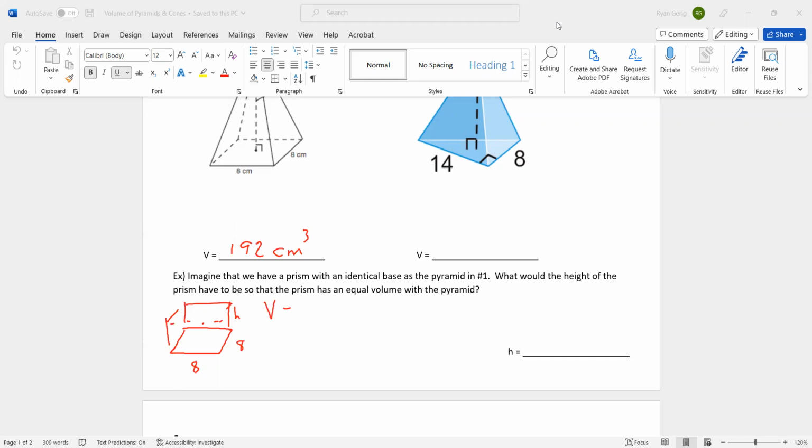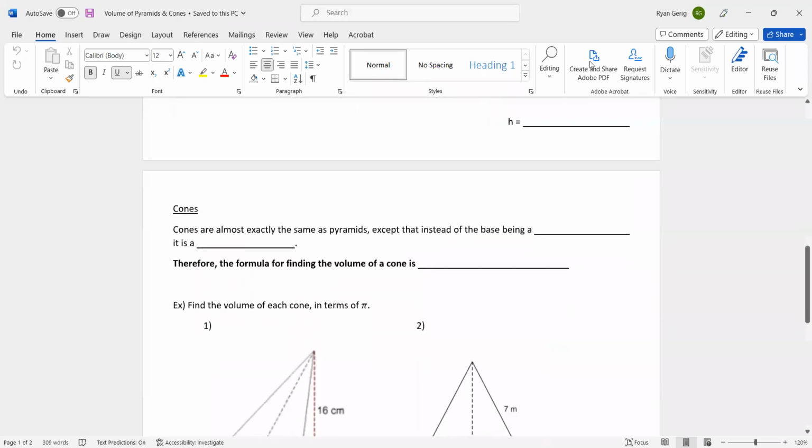Well, in a prism, the volume is the area of the base times the height. So I know that I want the volume to equal 192. The area of the base is still pretty easy to figure out, 64. What would the height have to be? So 192 divided by 64 gives me 3. So the height would have to be 3 centimeters. Well, I did that because I want you to see the height of the pyramid was 9. The height of the prism would have to be 3, 1/3 the distance, which should make sense if you look at the formula.